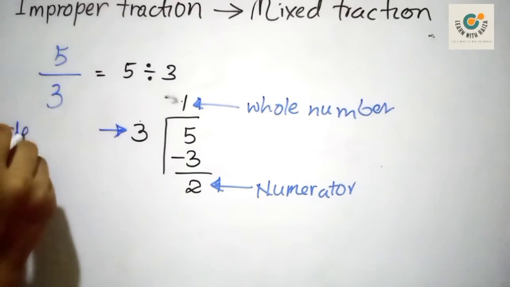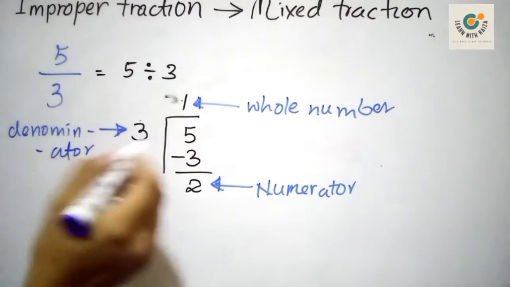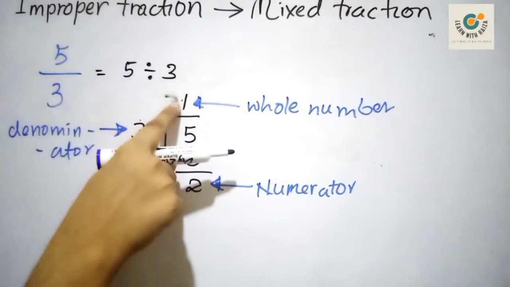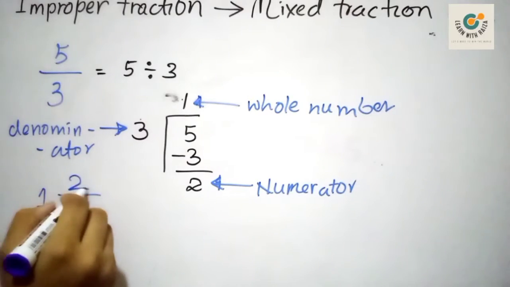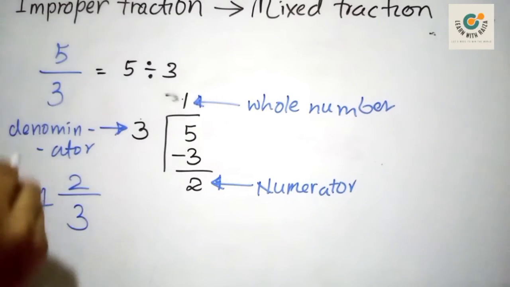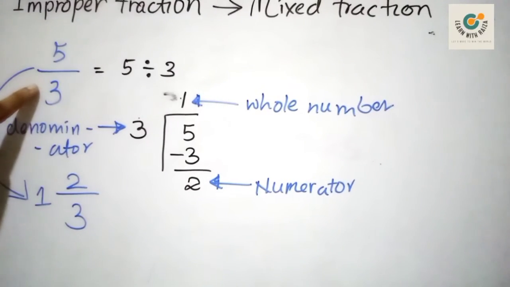That is your denominator as usual. Denominator doesn't change. Now we'll arrange this. 1 is the whole number, 2 is the numerator, 3 will be your denominator. So this is the mixed fraction for this improper fraction.